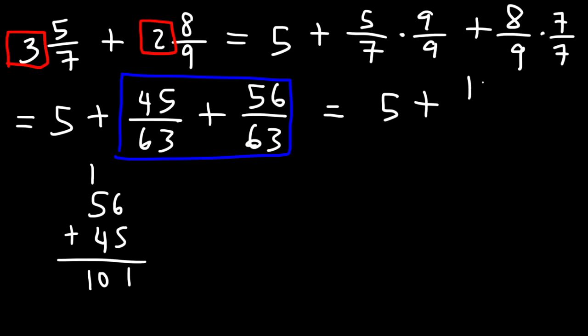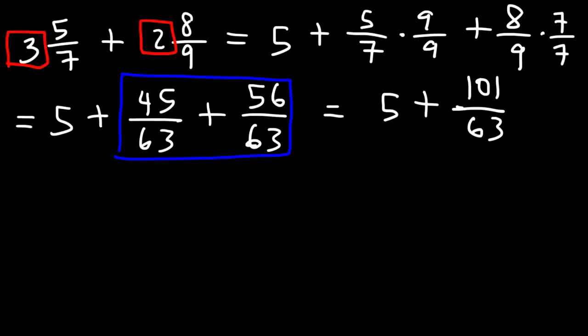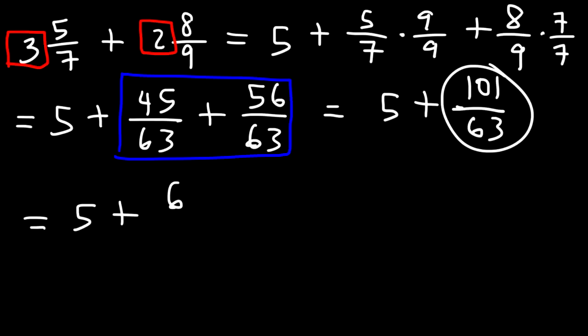So we have 5 plus 101 over 63. Now, we have an improper fraction, so we need to do something about that. We're going to break that down into 63 over 63. Make sure these numbers are the same, because that's 1. And then to get the missing number, take the difference between 101 and 63. So what's 101 minus 63?